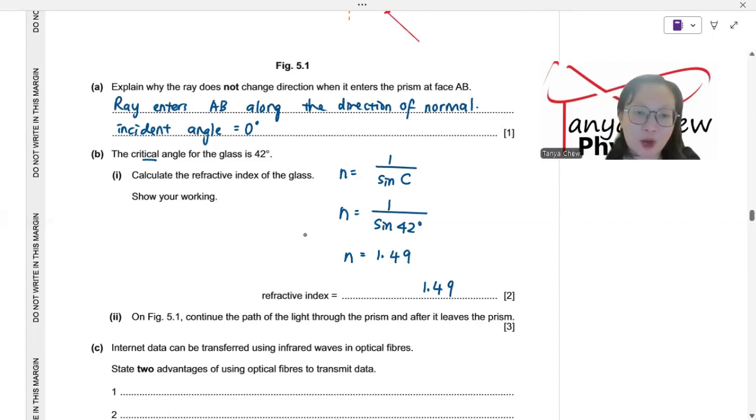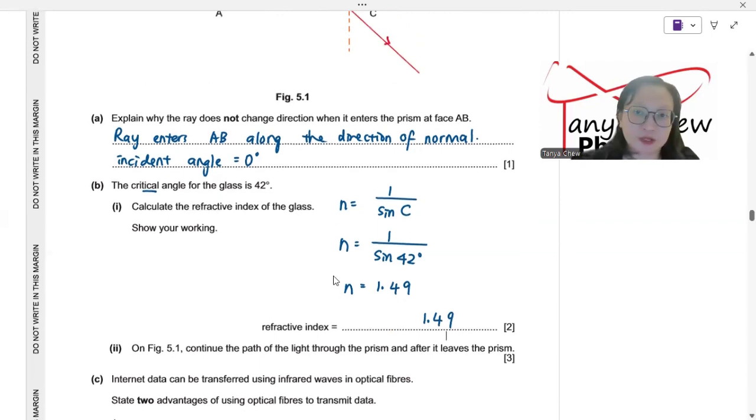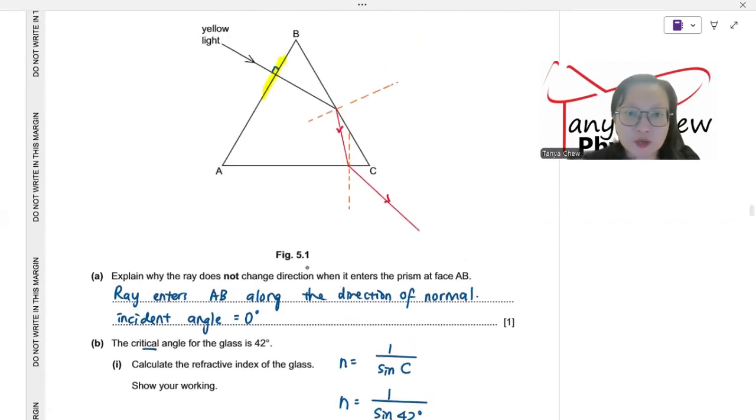Now on Fig 5.1, continue the path of the light through the prism and after it leaves the prism. This is how I do it when it enters. So you have to bring a protractor with you and measure this angle. If the angle is larger than 42 degrees, which is proven to be larger than 42 degrees when I do it, total internal reflection will occur. So the incident angle must be equal to the reflected angle. You have to measure that these two angles are the same. The angles must be measured from the normal.